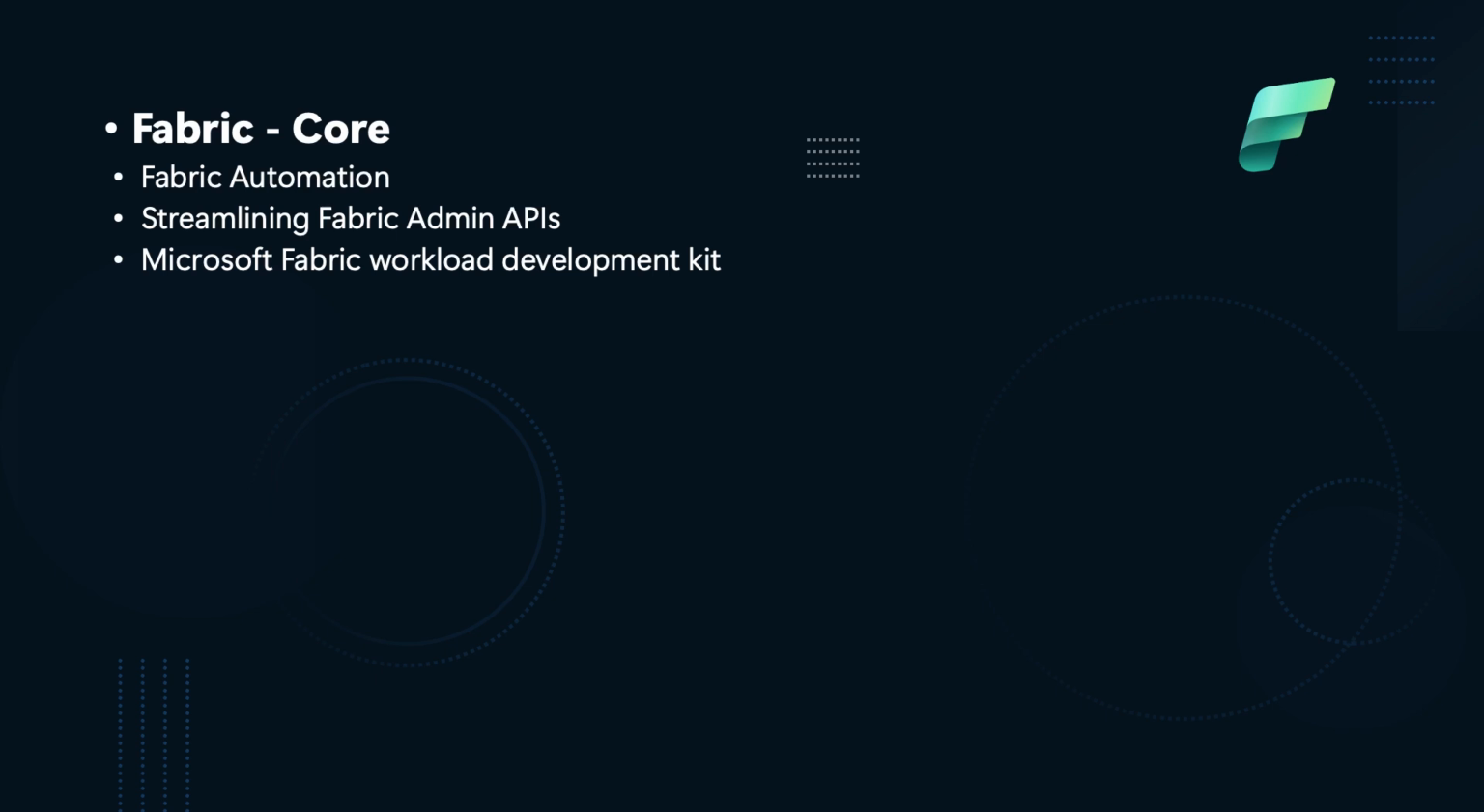We're excited to share an important update that we've made to streamlining Fabric Admin APIs. This enhancement is designed to simplify your automation experience. Now you can manage both Power BI and the new Fabric items, previously referred to as artifacts, using the same set of APIs. Before this enhancement, you had to navigate two different APIs, one for Power BI items and the other for the new Fabric items. This is no longer the case.